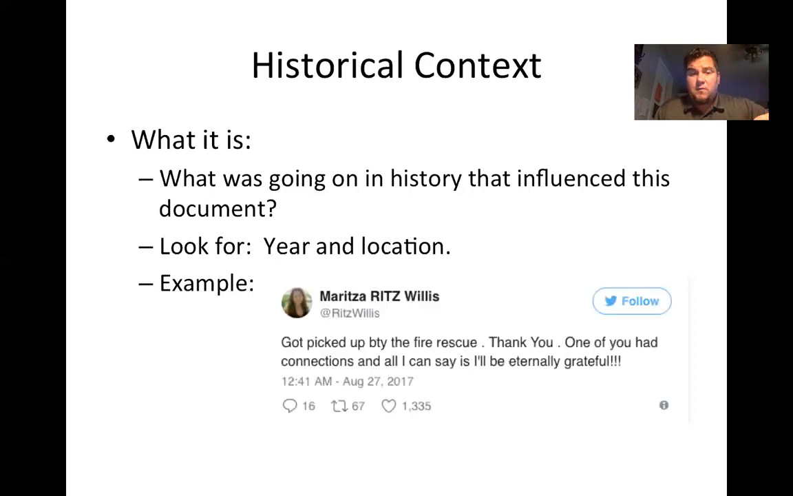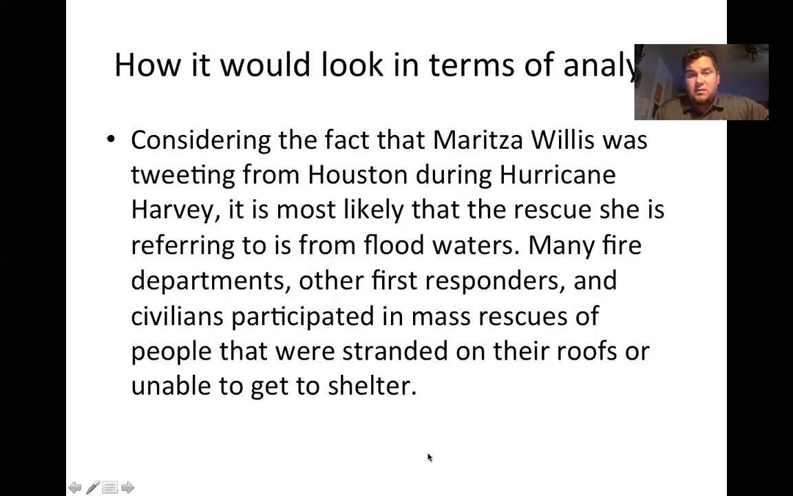So here's an example from a few years ago. This is a tweet by Maritza Ritz-Willis. She wrote, got picked up by the fire rescue. Thank you. One of you had connections, and all I can say is I'll be eternally grateful. Now you look at this, August 27, 2017, you might be like, I don't really remember this. But then when you see it was tweeted from Houston, Texas on August 27, 2017, I don't know if you guys remember what was happening there, but it was Hurricane Harvey.